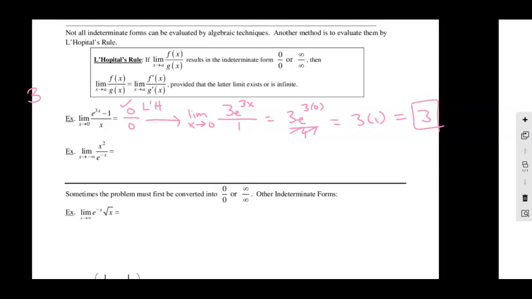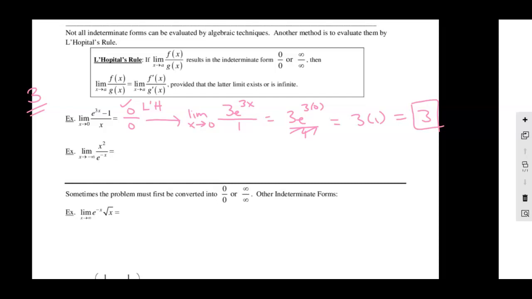Okay, so yes, when we had done it earlier by just plugging and chugging, or if you were looking at the graph, the hole would be at a height of 3. Or if you're looking at the table, both of those values from the left and the right were converging towards 3. But you could also do it mathematically with L'Hopital's rule. And that would prove that the answer is 3.